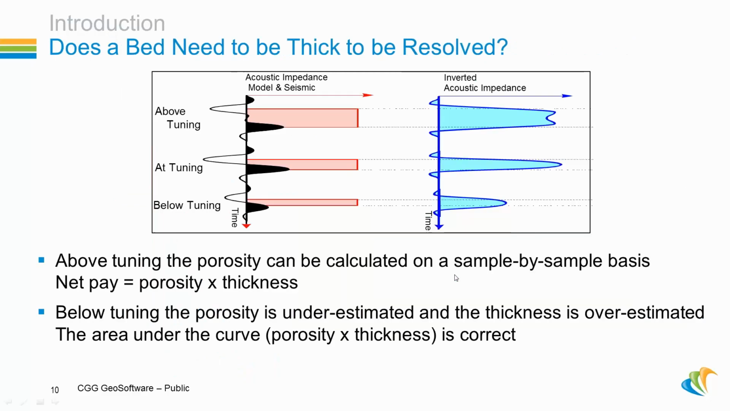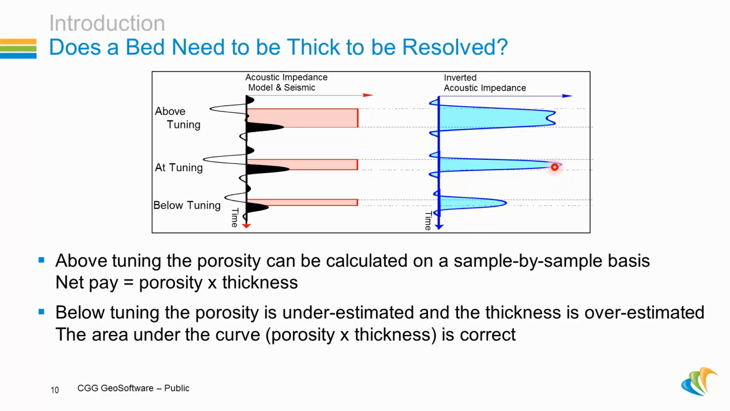But the question is, does a bed need to be thick to be resolved? Look at this model. We have these red impedance models, and this is the synthetic seismic created using those models. If you try to invert this modeled seismic data to acoustic impedance, you see that we can get acoustic impedance nicely matching the initial, or starting, model.